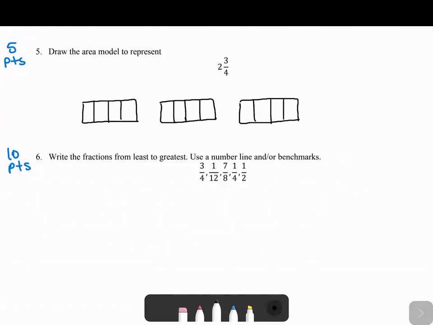So we want to shade in 2 3/4. We're going to shade in 2 of these completely because we have 2 wholes. These 2 wholes are the whole number part of this mixed number. And then we're going to shade in the fractional part, where we shade in 3 out of 4 of that last whole. So this is just 3 out of 4. And that's the area model.